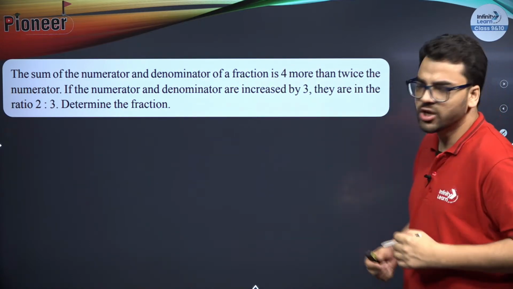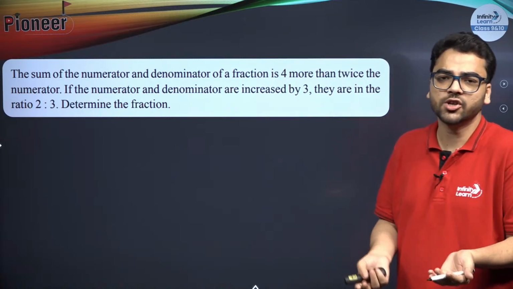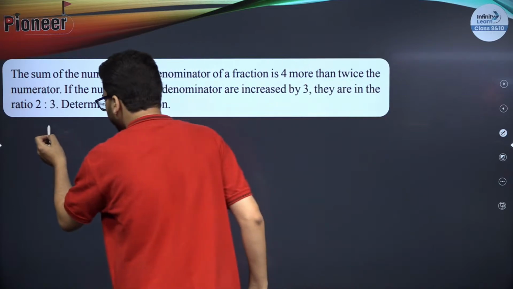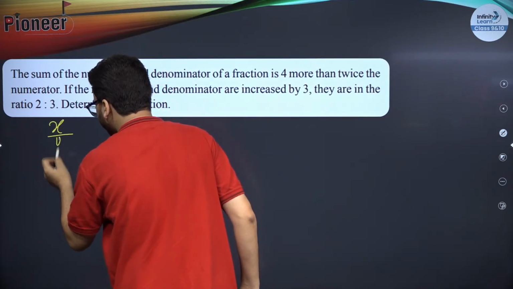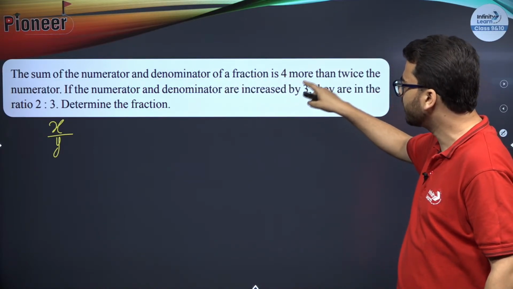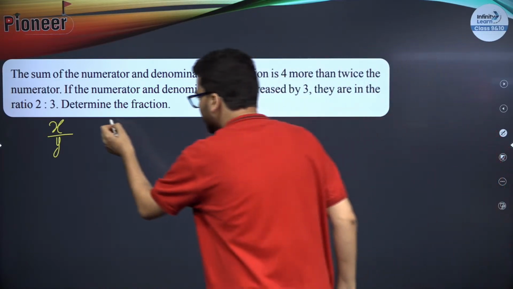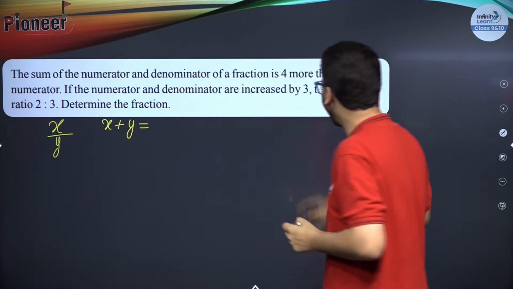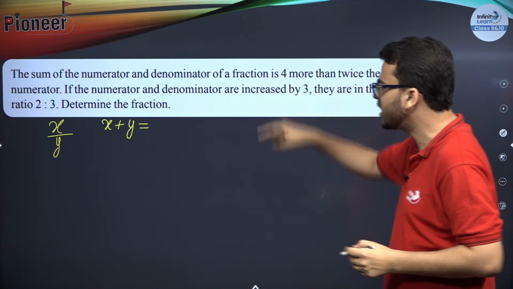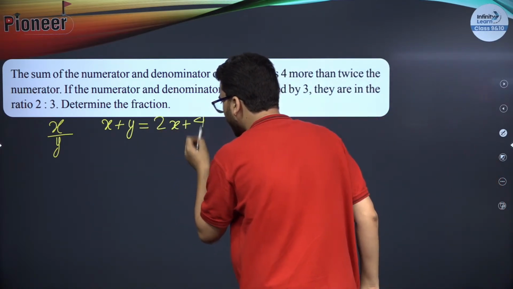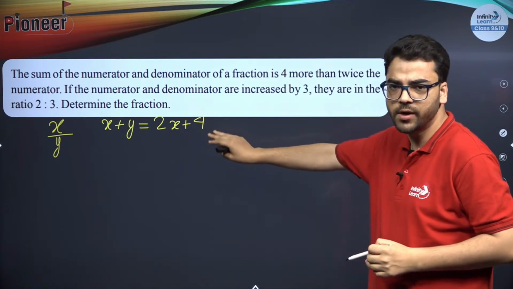So it is a fraction, guys. Obviously you have to assume the fraction in the form of numerator divided by denominator. So let's assume that the fraction is x upon y. Now what is the statement? The sum of the numerator and denominator of a fraction. So you have to take the sum of the numerator as well as the denominator. This is 4 more than twice the numerator. So twice the numerator plus 4. I hope you got it. So this is the equation over here.